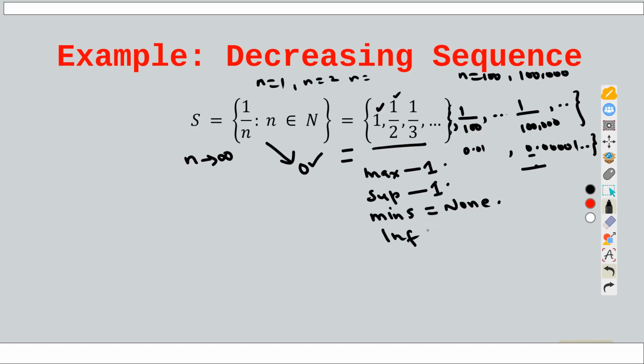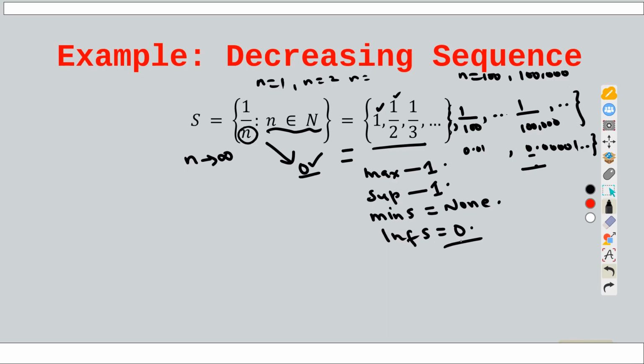But the infimum will exist, because all these terms cannot go below 0. These terms cannot be 0, because first of all, we are dealing with natural numbers. Under no circumstance shall we have a negative value. So the infimum will be 0, since all other terms will be greater than or equal to 0.